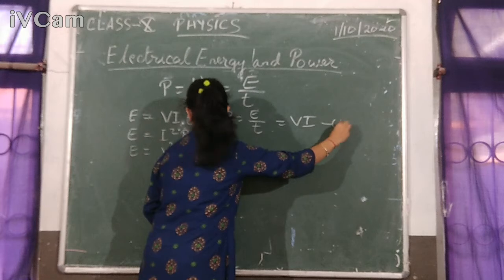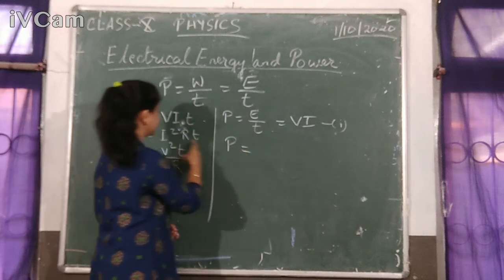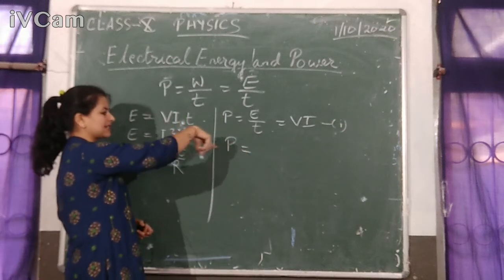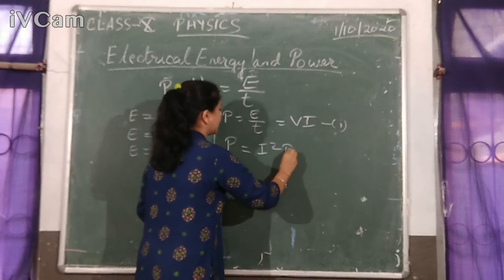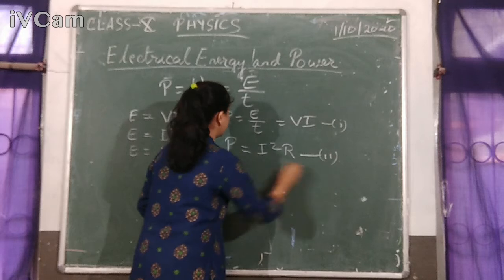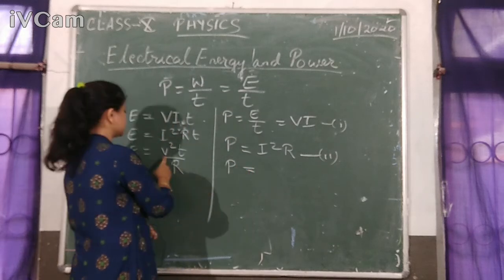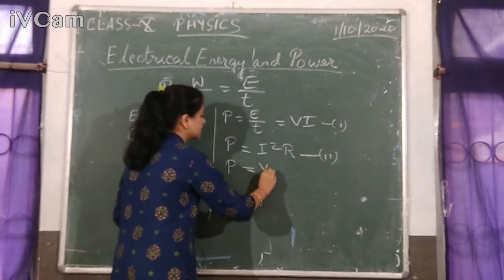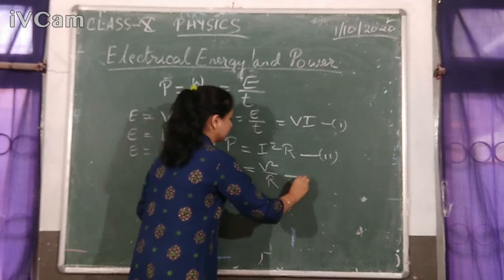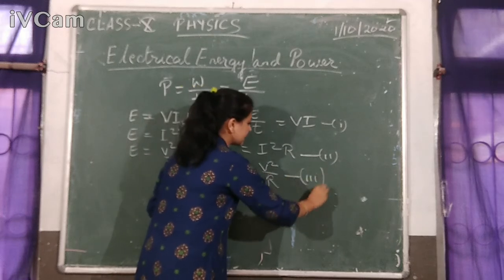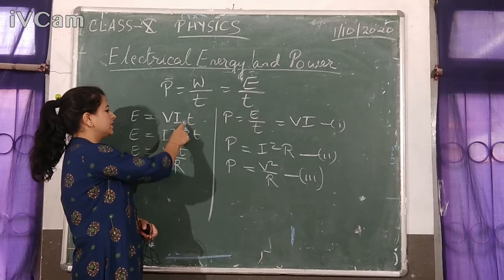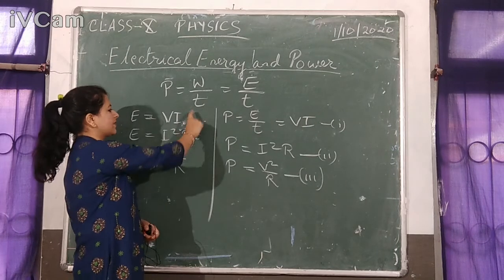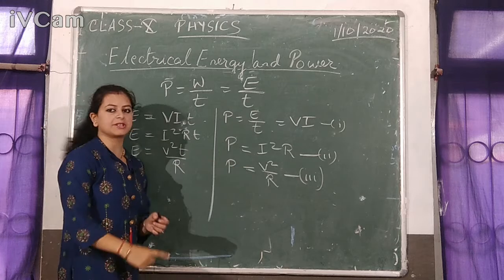This is one. Next, here you can see T, because it is divided by time for power. This T also gets cancelled. So it is I square R. This is 2. And another expression for power is, this T gets cancelled. So it is V square divided by R. So these are the 6 expressions, 3 for energy, okay? And if you know these 3 for power, you just have to take this out to find the expression for power.